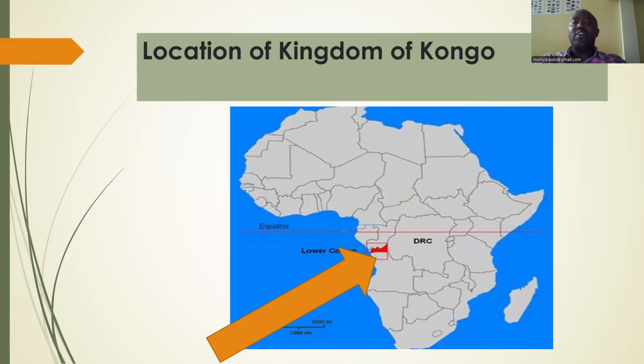Next, we've got the Kingdom of Congo. The arrow too is showing the location of the Kingdom of Congo. Look at where it is. Ask yourself, which countries are at that location? Good.